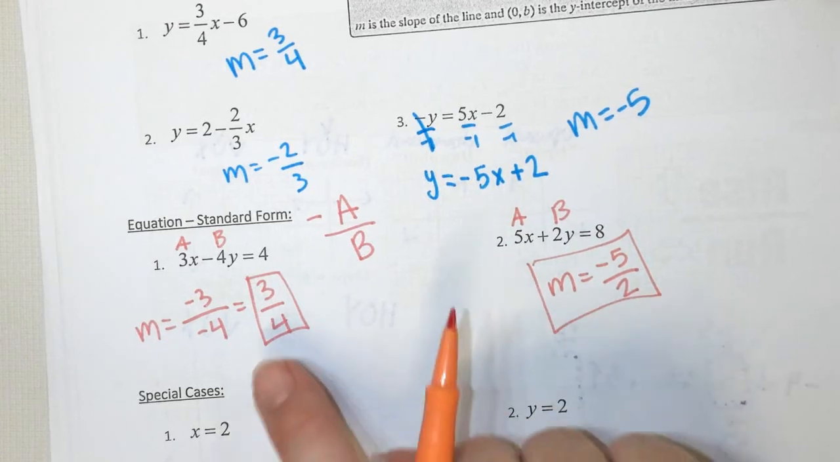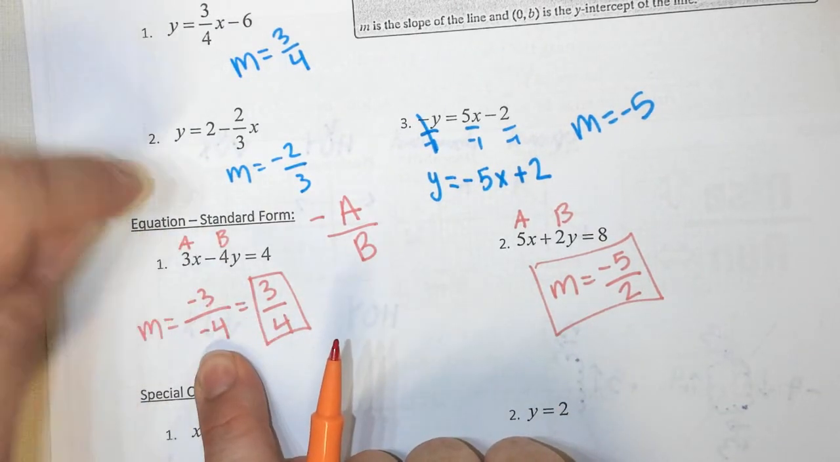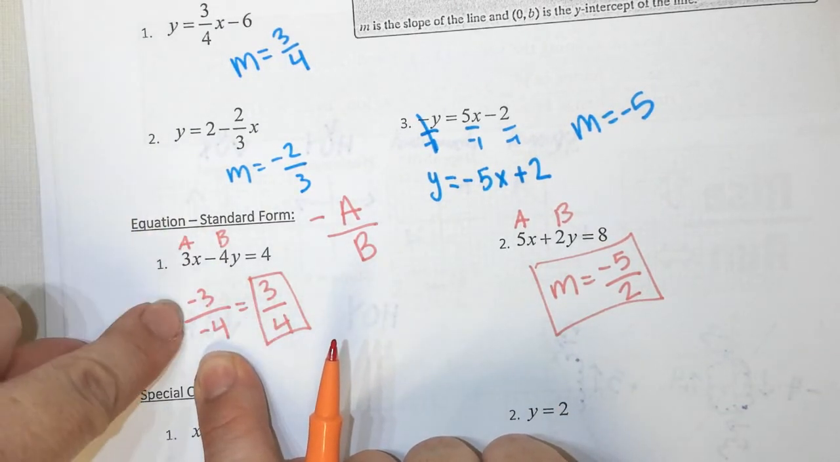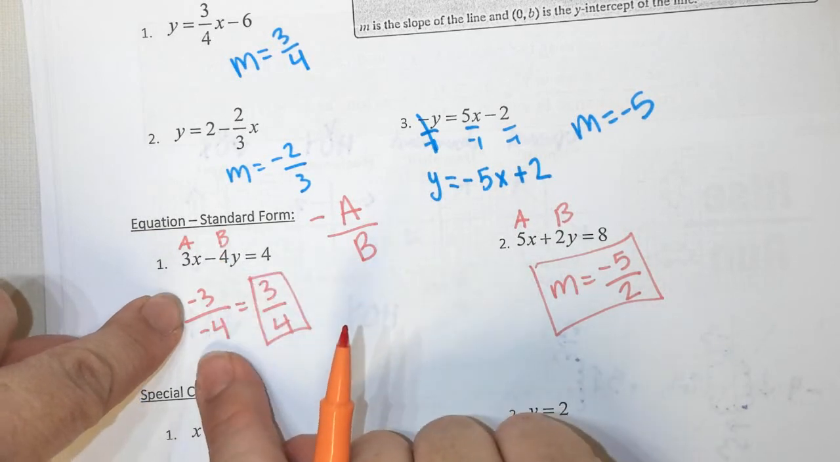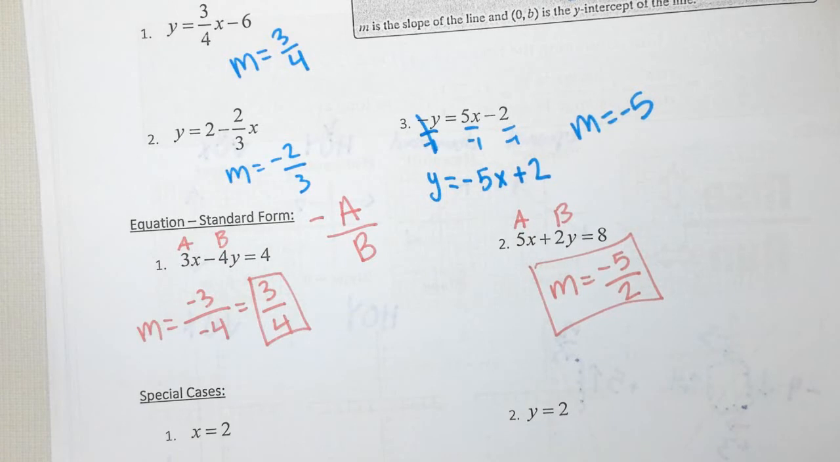On this one, it was negative B. See how B was -4? So A was positive, so we put a negative. B was negative, and two negatives makes a positive. So all we did was simplify it. Does that make sense? Okay.